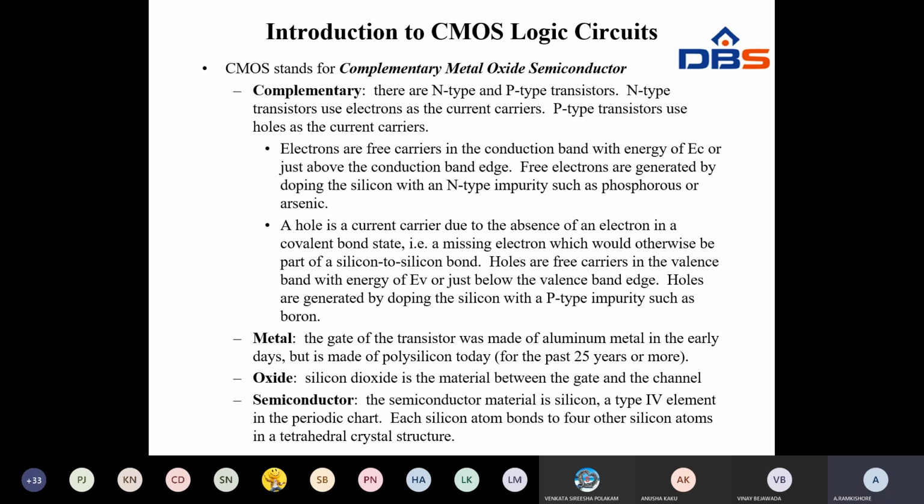So what is the meaning of metal? The gate of the transistor was made of aluminum metal in the early days. They are made of polysilicon today, for the past 25 years or more. Oxide is nothing but silicon oxide, the material between the gate and the channel. Semiconductor: we have two types, intrinsic and extrinsic semiconductor. Mainly we use extrinsic semiconductor for N-type and P-type to form a crystal structure. That is the meaning of CMOS.